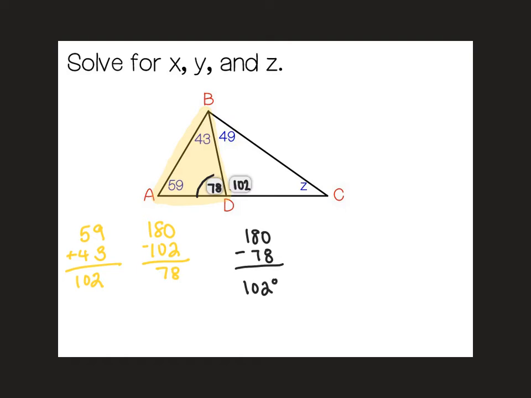And then lastly, I have this triangle on the right. I have two of the three angles. So if I add the two given together, 102 plus 49, I get 151 degrees. I know the triangle should add up to be 180. So if I subtract 180 minus 151, I get 29 degrees for angle Z.